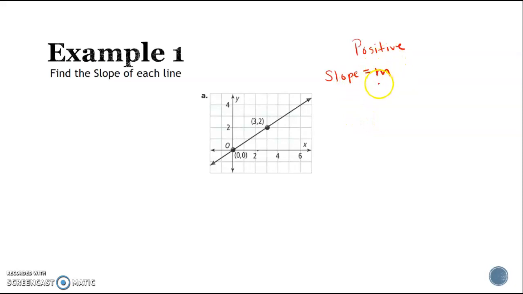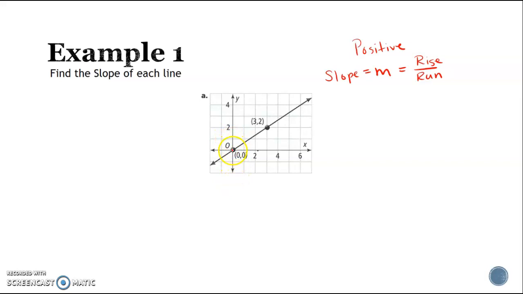So we're looking for what we will call M, our slope, and when we're looking at a graph, what we can do is use rise over run. Rise being our up and down, and run being our left to right. I tend to start at the leftmost point, because then my positive or negative is determined by my up or down.